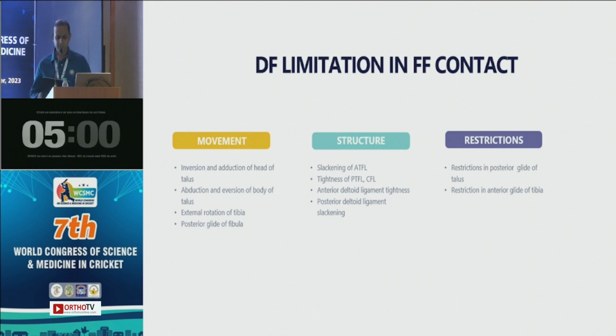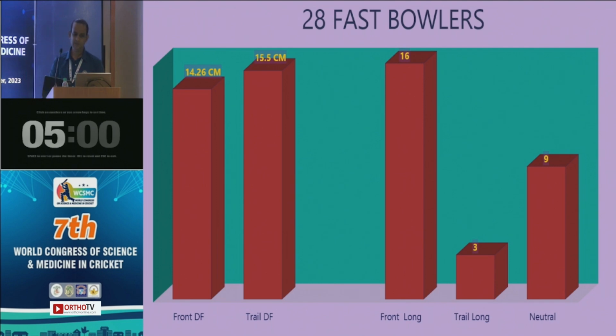So, in the recent assessments we have gone through, we assessed 28 elite fast bowlers in NCA who are part of the high performance camp. We have come across data where there is a difference in the front foot dorsiflexion range of motion in the fast bowlers.